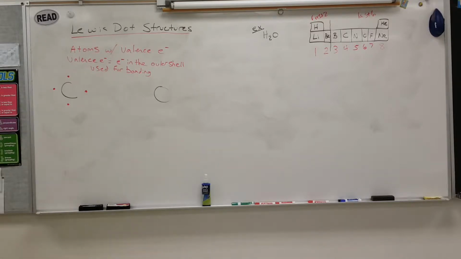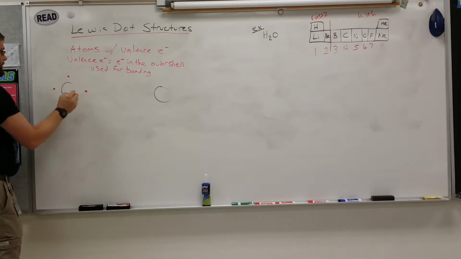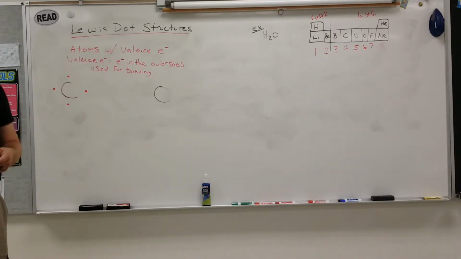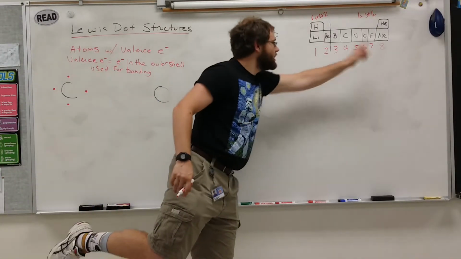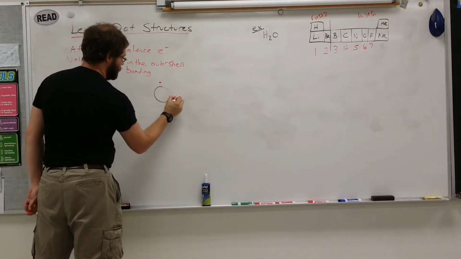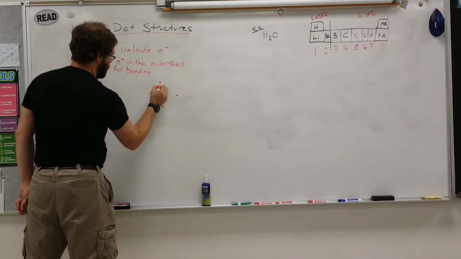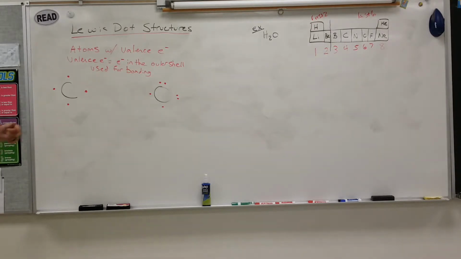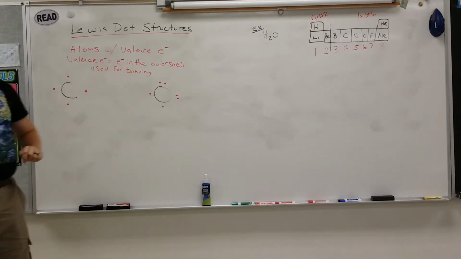Generally, you fill in one on top, one on the side, one on the bottom, one on the next side, and then you can go and do another one. So let's say if there's a 5th one, I put the next one here, and then here, and here, and here. So for any element in the first 2 columns or the last 6, you can do this. So let's do oxygen, for example. Oxygen, if you come all the way over here, has 6 valence electrons. So I'll fill those in. We got 1, 2, 3, 4, 5, 6. Oxygen has 6 valence electrons. This is a Lewis dot structure of oxygen.